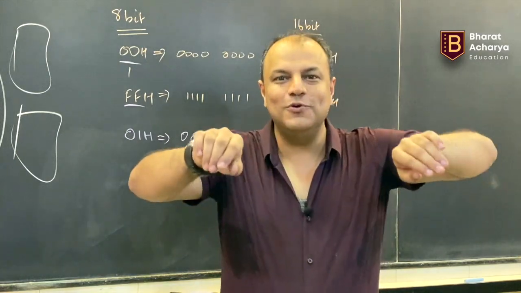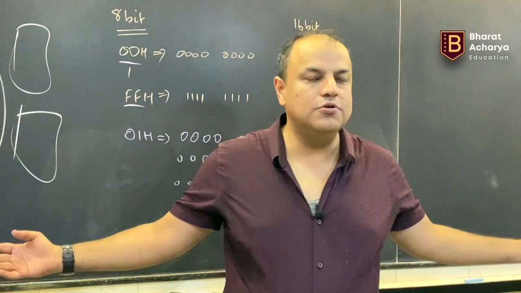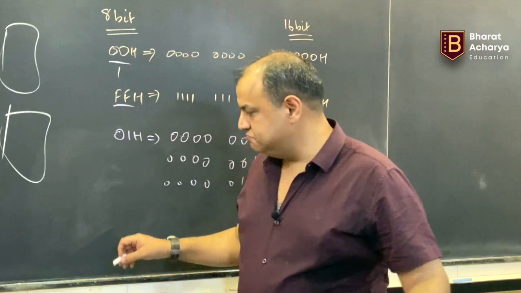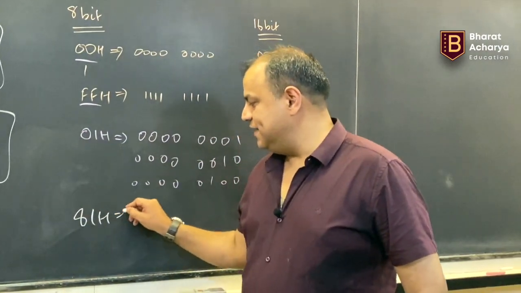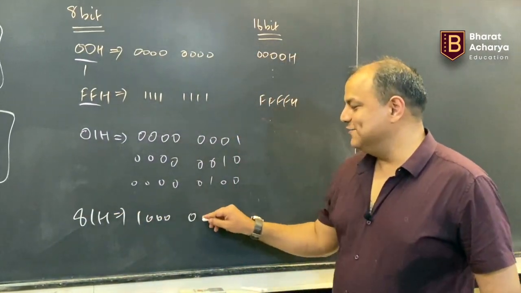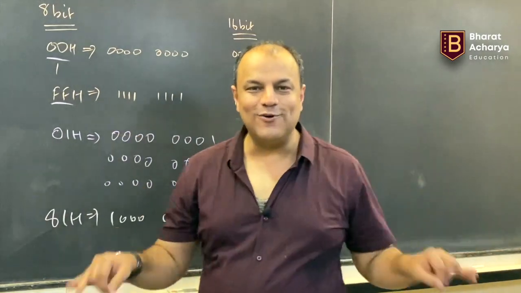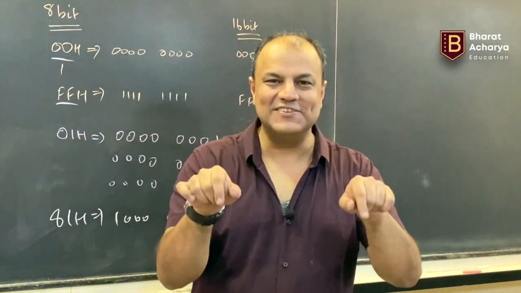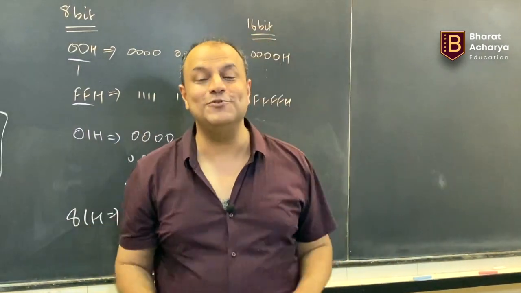Then just put two of them on. How do you do that? You send the number 81. What is 81? 1000 0001. The last two are on. Then the next two. Then the next two. Then the next two. Then these two. Then these two. Then these two. Then these two. Do you understand?